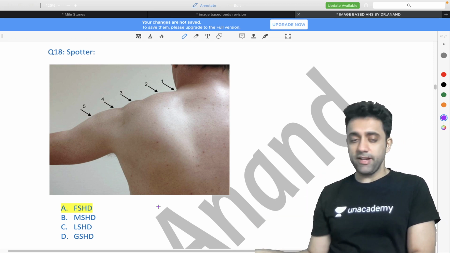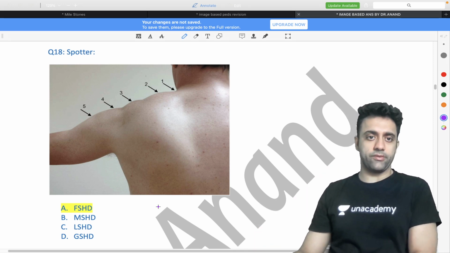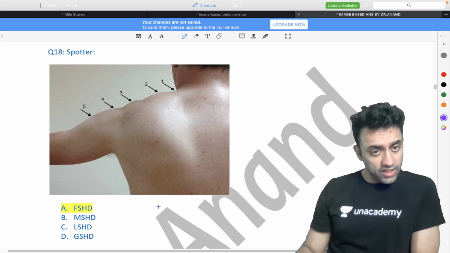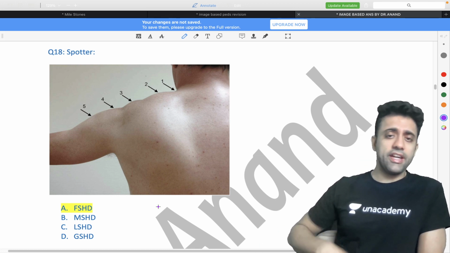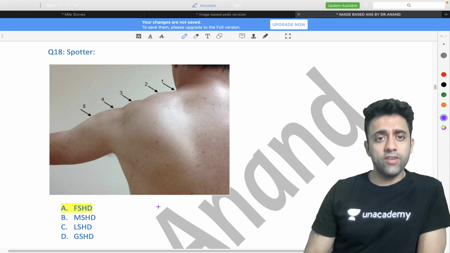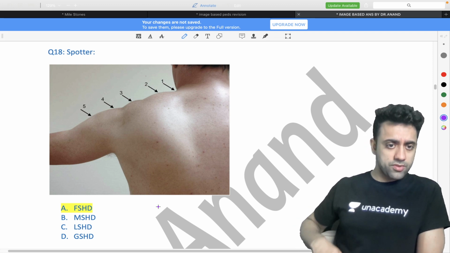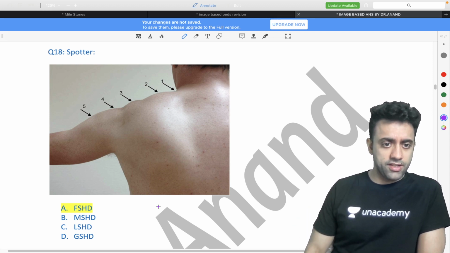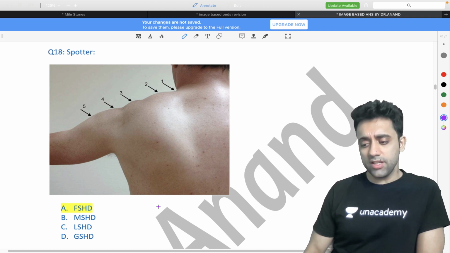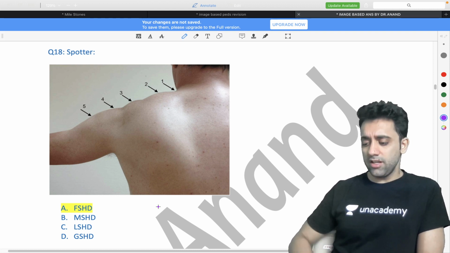For many questions, I have made notes also because these are very nice questions. Yeah, it's a very good question. What do you think, anyone? What is this? Yeah, 1, 2, 3, 4, 5, and these options are MSHD, LSHD, GSHD, and FSHD. What are all these names? Anyone? What is the name?